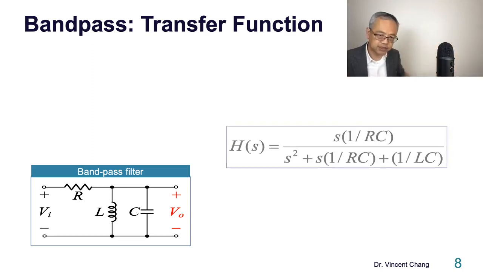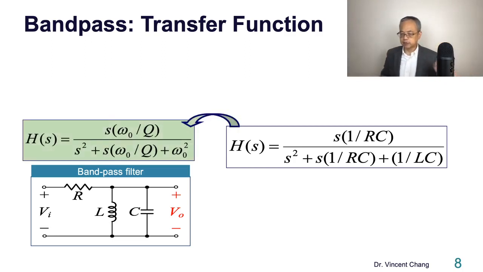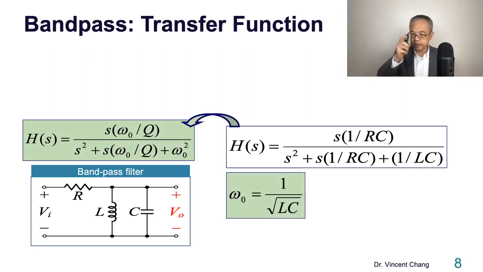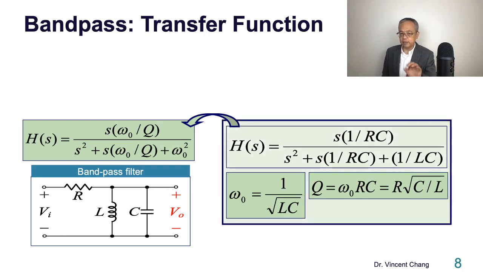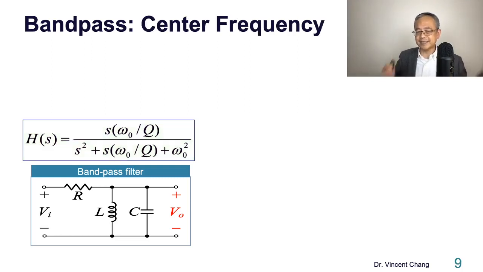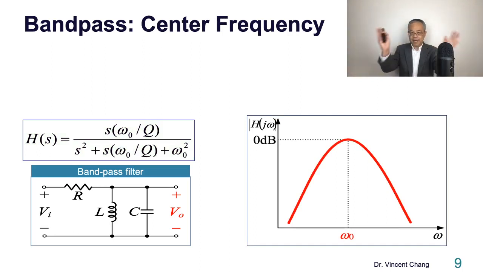Number one, transfer function. Here's the transfer function, and let's bring this into a standard second order bandpass filter function like this. You can compare the coefficients, and then you get the pole frequency, omega 0 equals 1 over the square root of L times C, and the quality factor. And what's the meaning of omega 0? There are two meanings. Number one, it's the center frequency when you see the magnitude response, the center frequency of the bandpass.